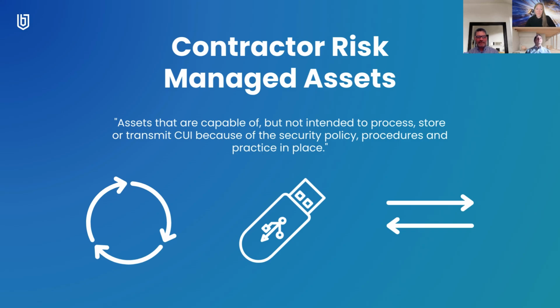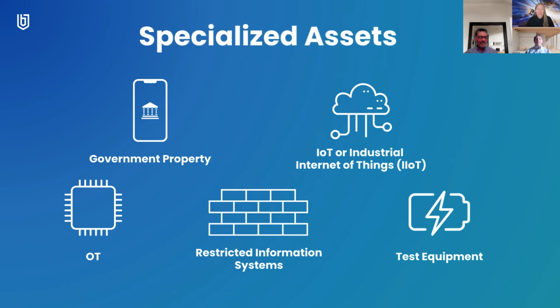So let's talk about specialized assets. Included in that are things like government property. That could be test equipment potentially. That could also be government issued laptops. If the government gives it to you, you're responsible for physically securing it, but you're not responsible for the controls.